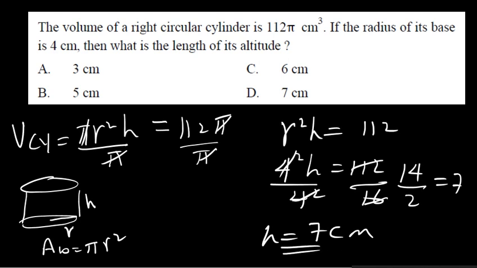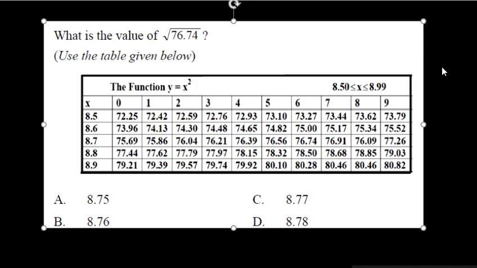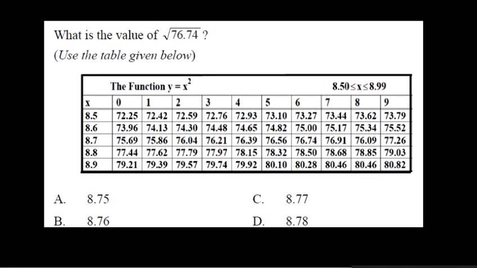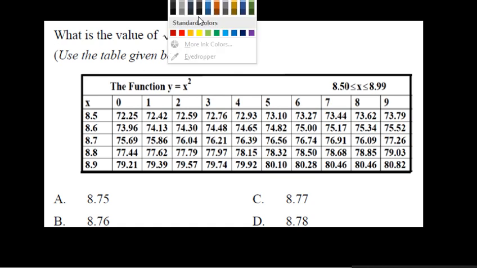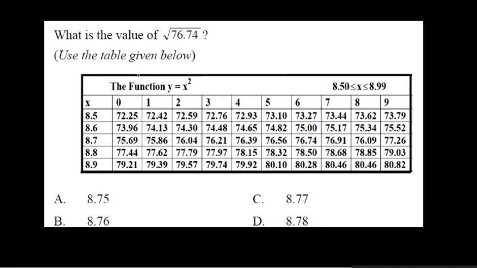Let's continue. The next question is square root and cube root, from the first unit of grade 8. It says, what is the value of radical 76.74? This time, the table is already given to you. We don't have to calculate anything here. The table is already there, but this table is of squares.